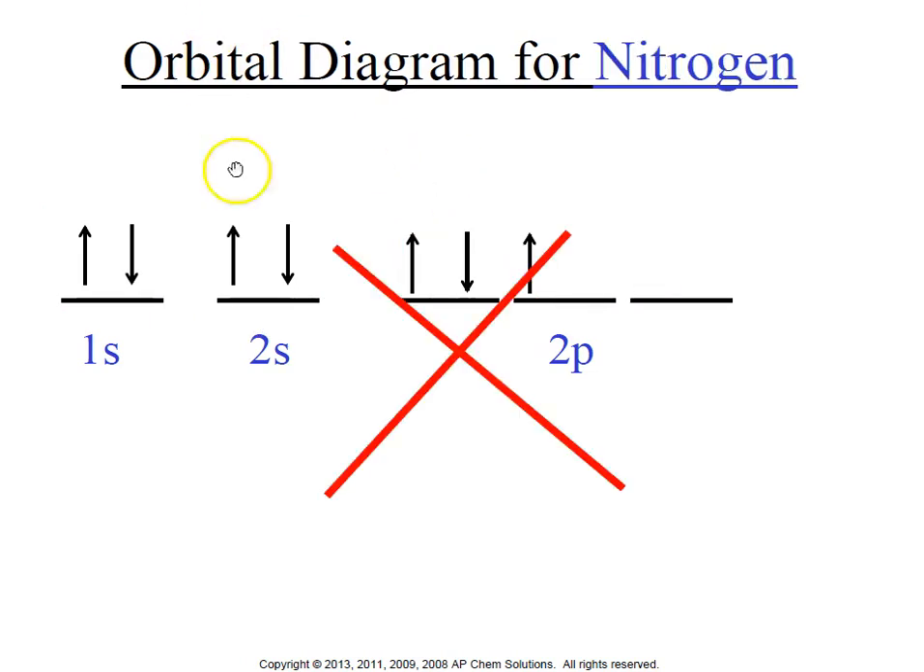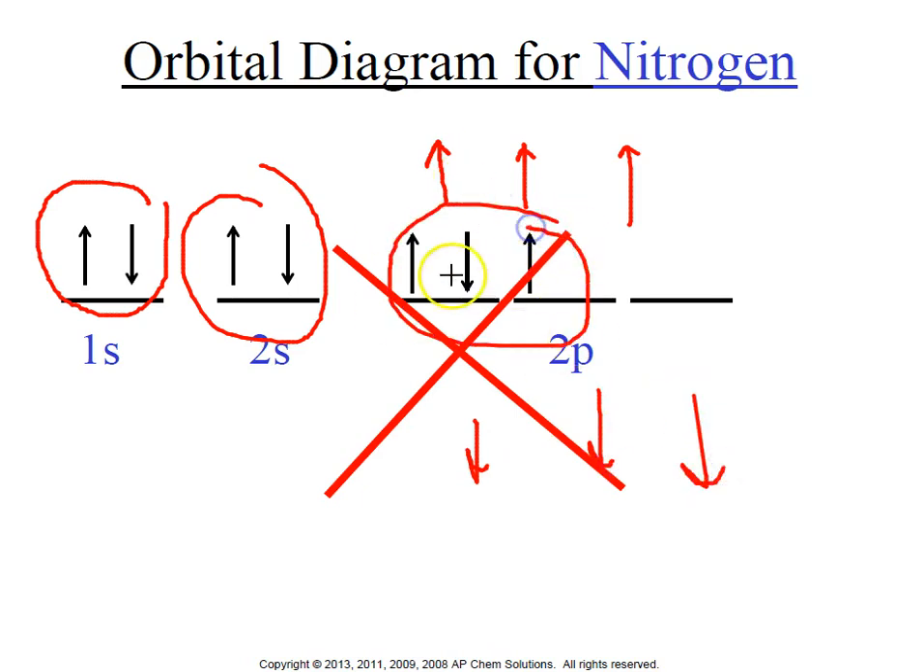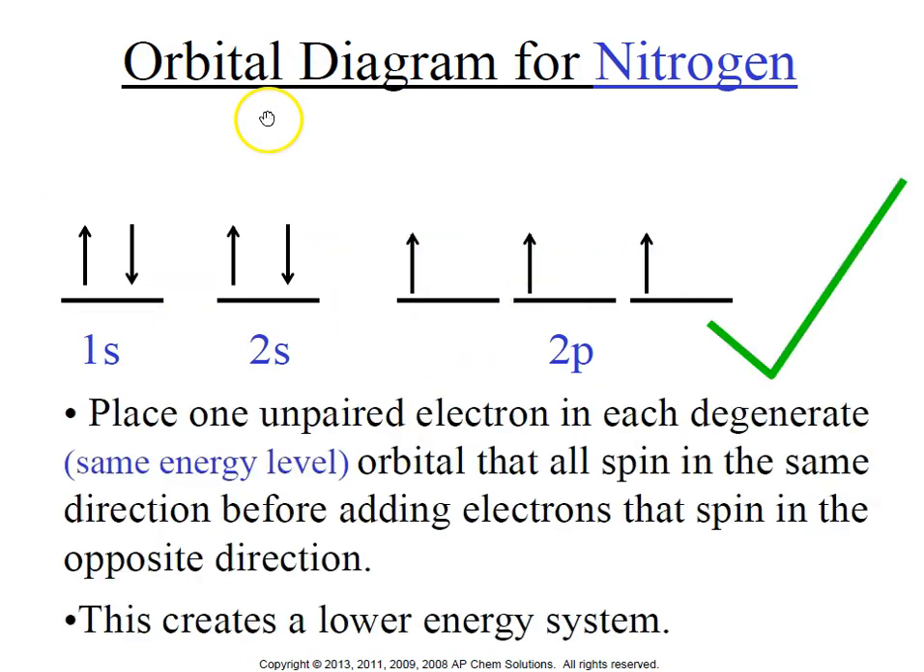So for nitrogen, with its 7 electrons, we put 2 in the 1s, 2 in the 2s, and then we have 3 left over in the 2p. So this is the incorrect arrangement. This is not following Hund's rule. So Hund's rule says we have to put 1, 2, 3, or 1, 2, 3. We cannot double without having 1 in each of those. So there is the correct arrangement for nitrogen.